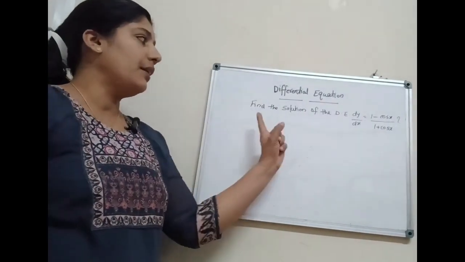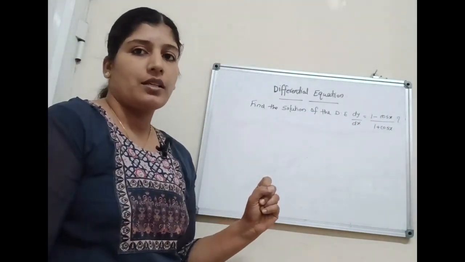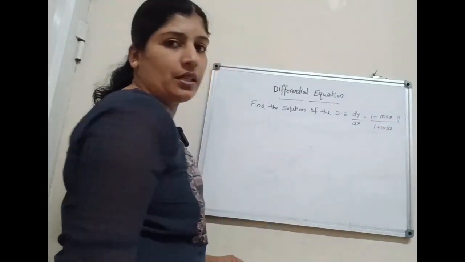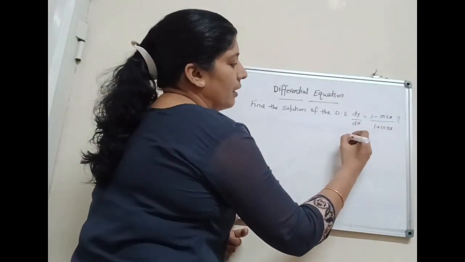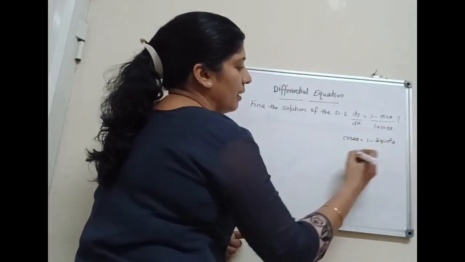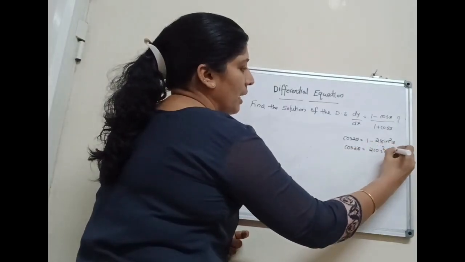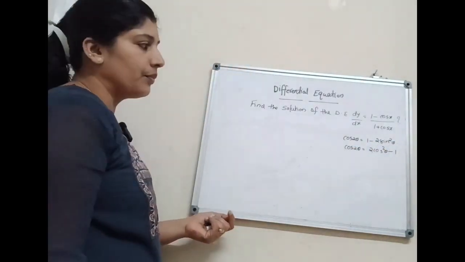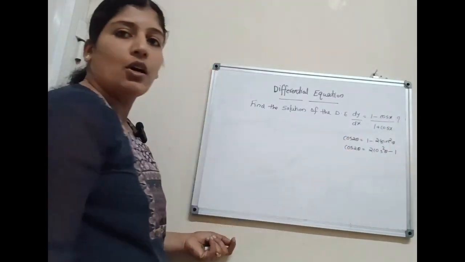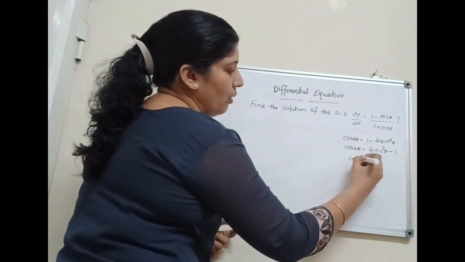Next question. Find the solution of the differential equation dy by dx equal to 1 minus cos x divided by 1 plus cos x. First, we have to consider 1 minus cos theta and 1 plus cos theta. We know that cos 2 theta equal to 1 minus 2 sin square theta. And again, cos 2 theta can be written as 2 cos square theta minus 1. Now here, instead of 2 theta, in this question it is cos x. Therefore, how can we consider cos x equal to what?